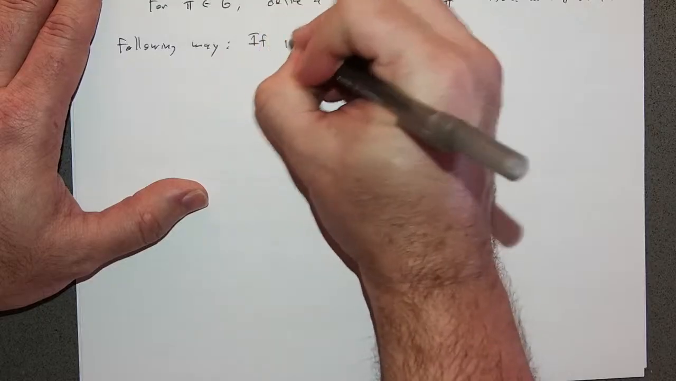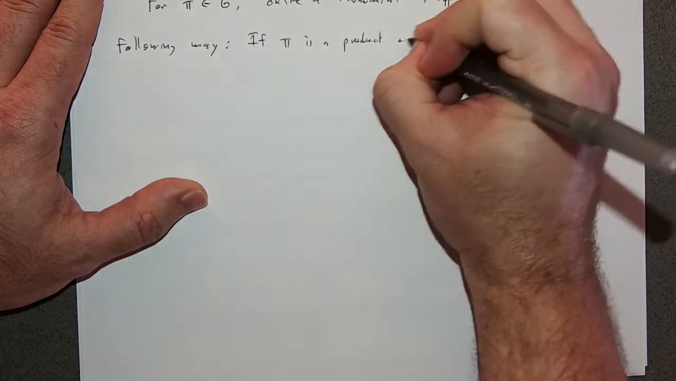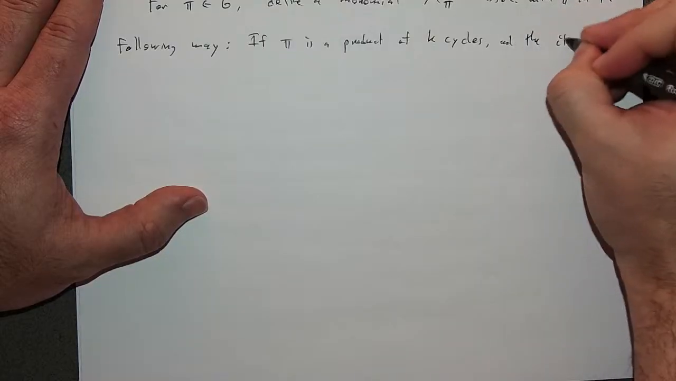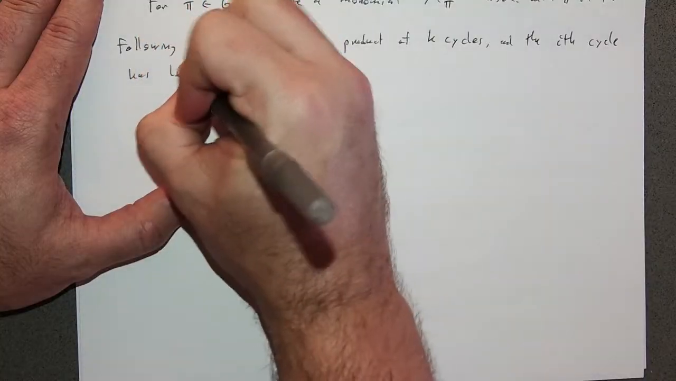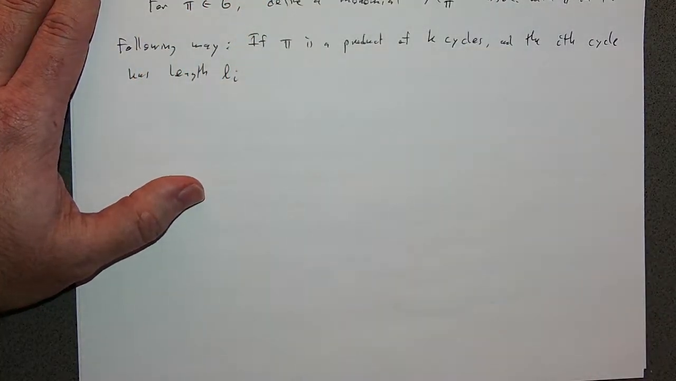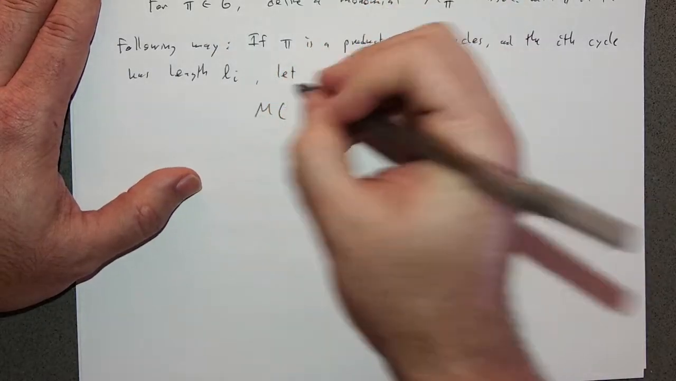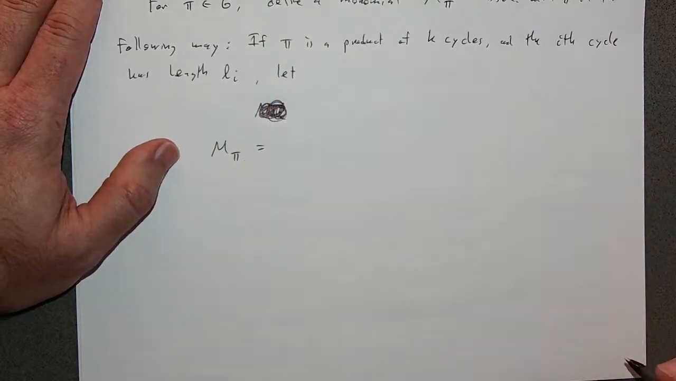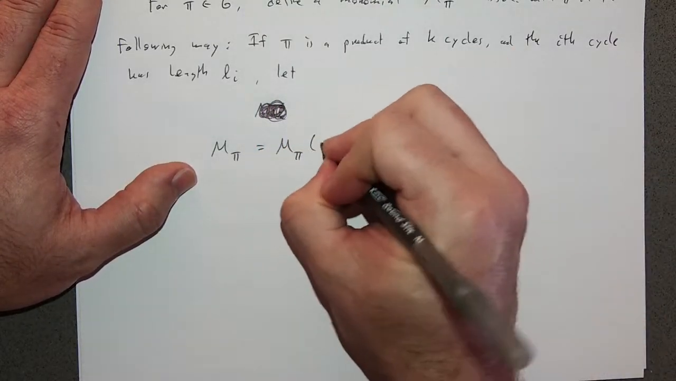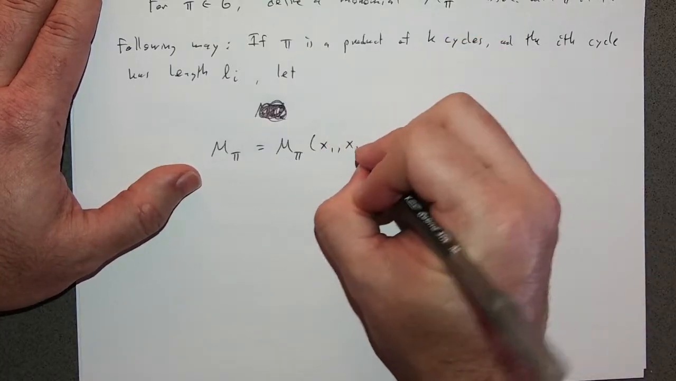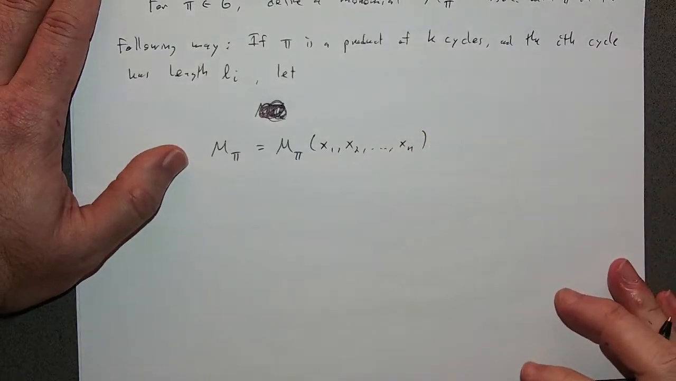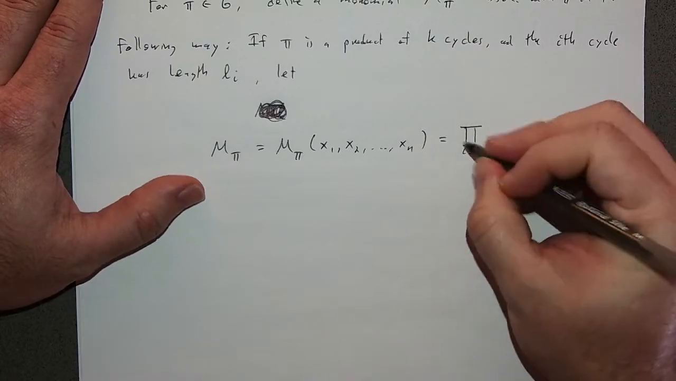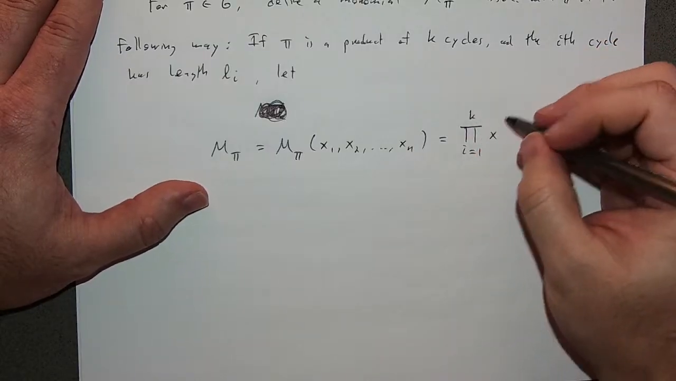If pi is a product of k cycles and the ith cycle has length L sub i, let m sub pi be the monomial, applied to variables x sub 1, x sub 2, and so on out to x sub n, to be the product, remember this is a monomial, of i equals 1 to k of x sub L sub i.